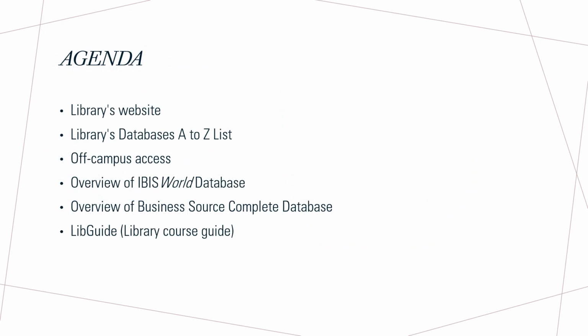But today's virtual session will cover the library's website, the library's databases A to Z list, and off-campus access. We'll provide an overview of the IBIS World database, an overview of the Business Source Complete database, and we'll end with LibGuides, which is a course guide that's created for your class.